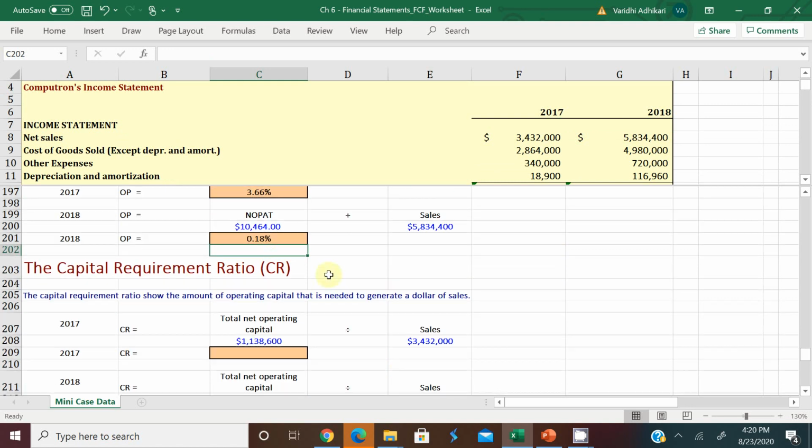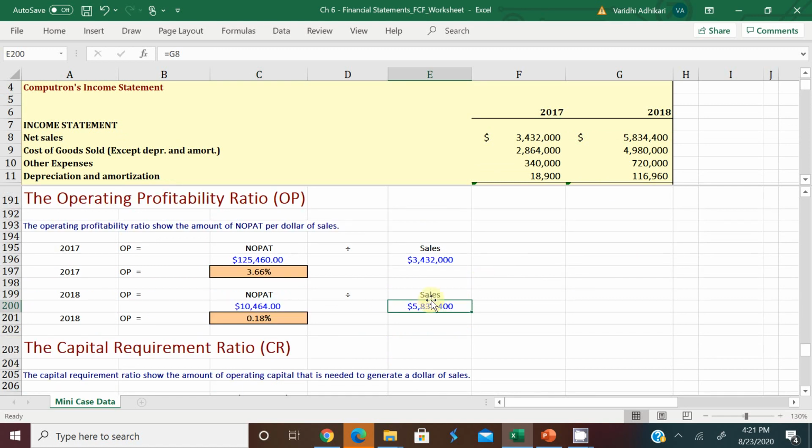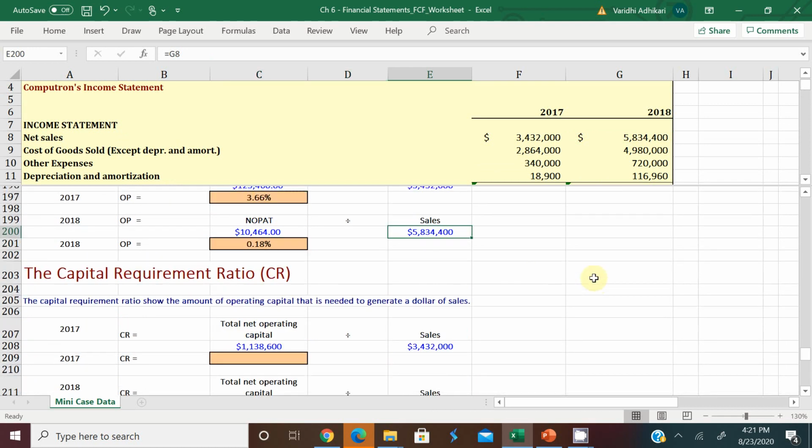So just 0.18%, less than 0.5% operating profit ratio, which tells you this company's problem is not only about investment, it also is about cost control. This company was not able to control its costs well.